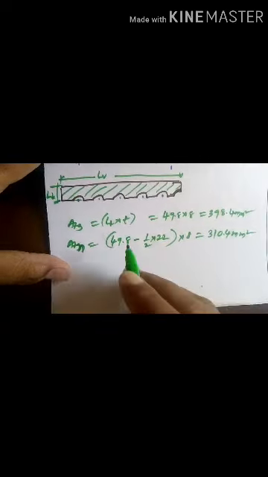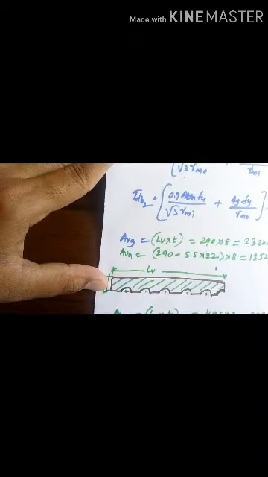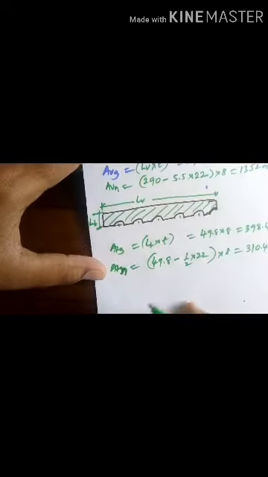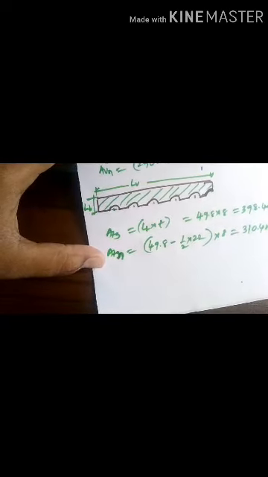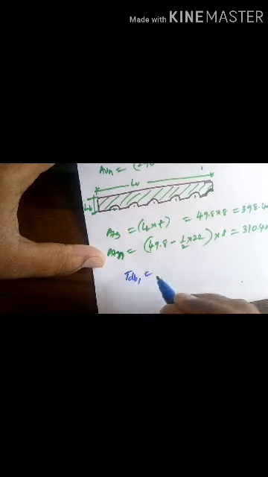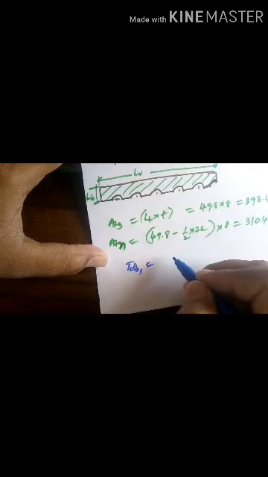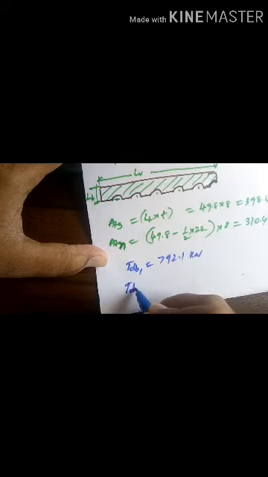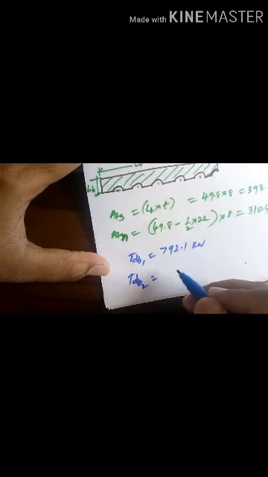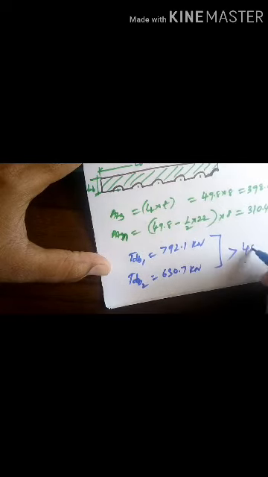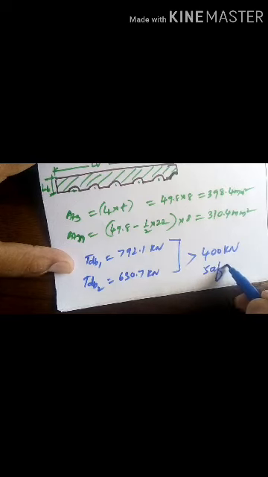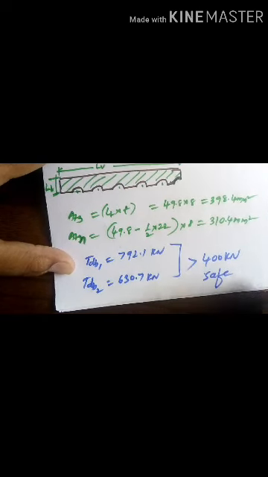Substitute all these values, Avg, Avn, Atg, Atn, in Tdb1 and Tdb2. You will get Tdb1 as 792.1 and Tdb2 as 630.7 kilonewton. Both values are more than 400 kilonewton, hence safe. So this is the design problem.